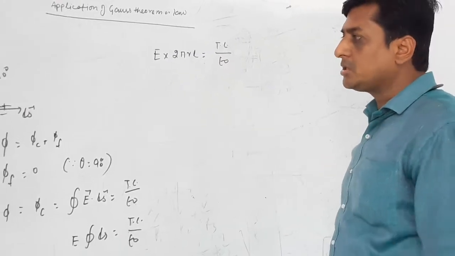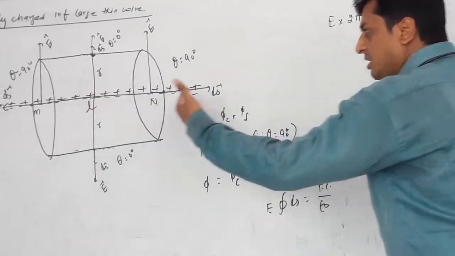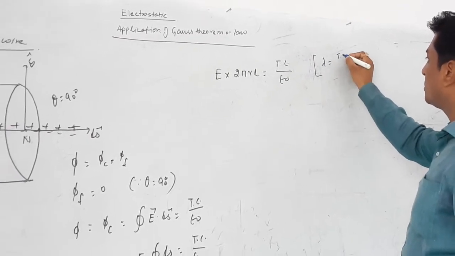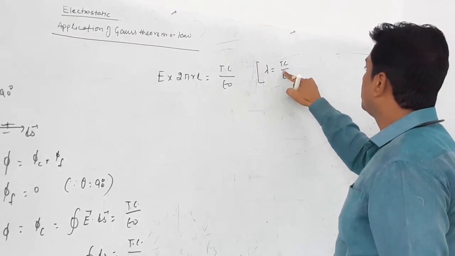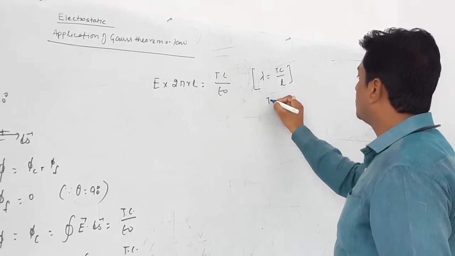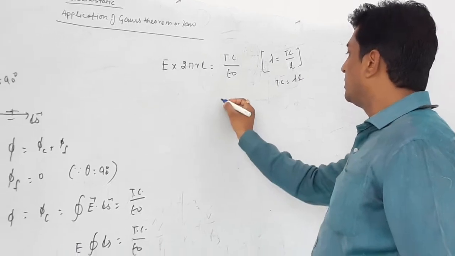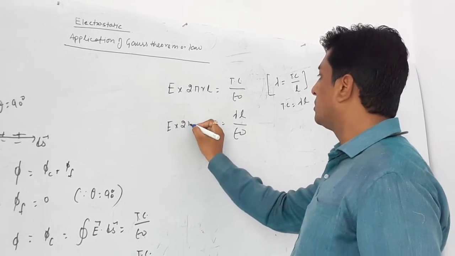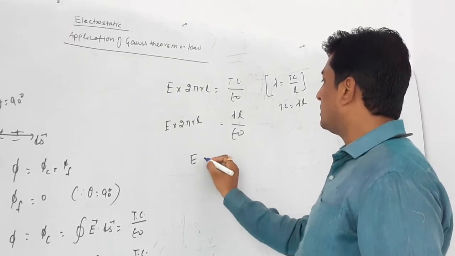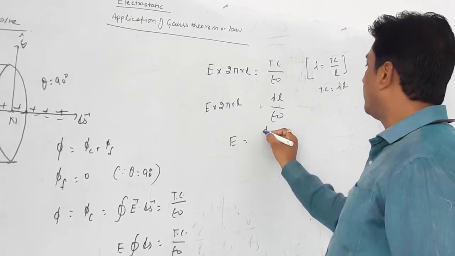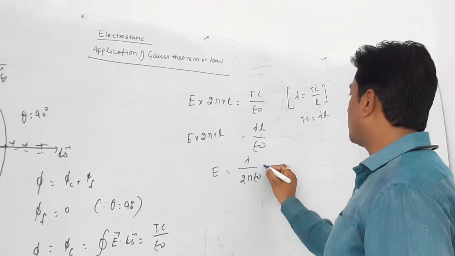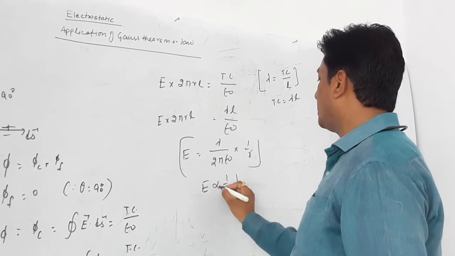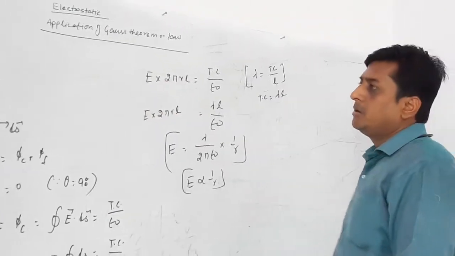Now the question is, what is the total charge? Because here the distribution of charge is linear, you will get linear charge density. Linear charge density means total charge upon length L. So the total charge will be lambda L. So here you can say lambda L upon epsilon naught equals E into 2 pi r L. You solve this, you will get E equals lambda upon 2 pi epsilon naught into 1 by r. This means intensity is proportional to 1 by r for this particular shape.